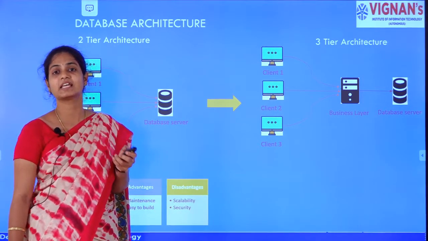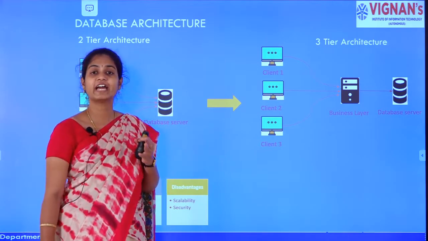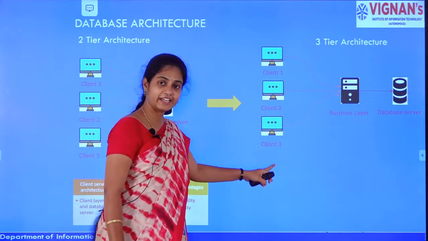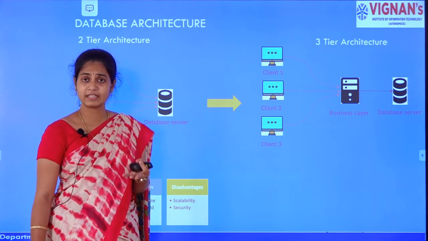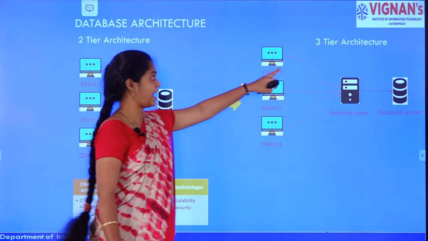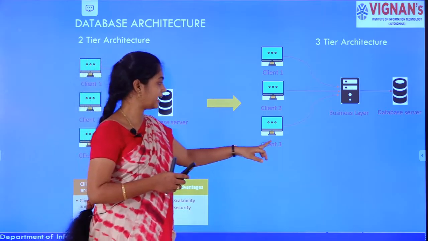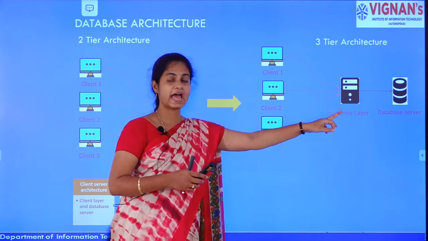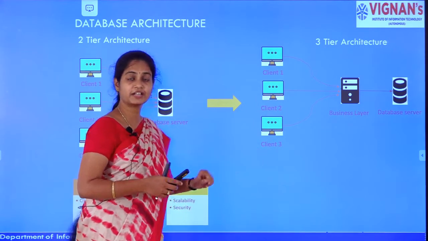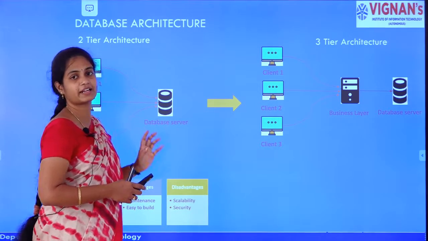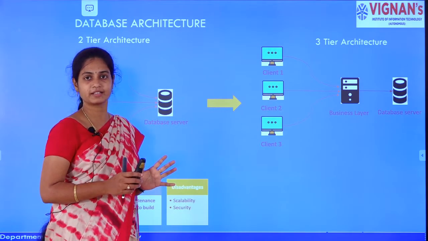So, what happens in the three-tier architecture? In the three-tier architecture, we have three levels: client layer, business layer and database server. How many layers do we have in the three-tier? As the name depicts, tier is nothing but layer. We have three layers here: client layer, business layer and database server. The client layer in three-tier architecture and the client layer in two-tier architecture are the same. Both client machines are one and the same.